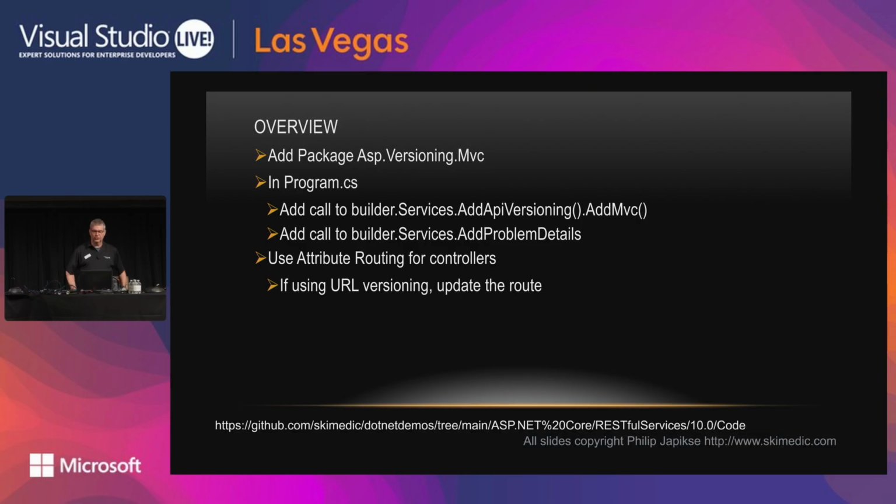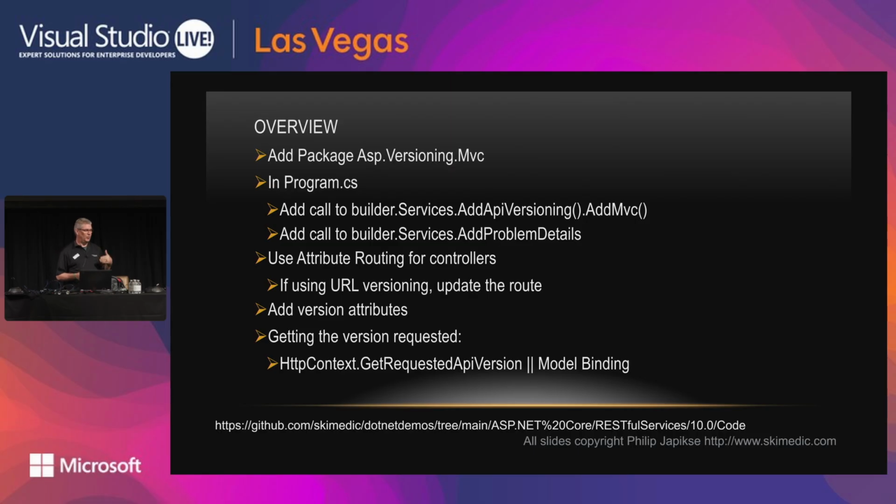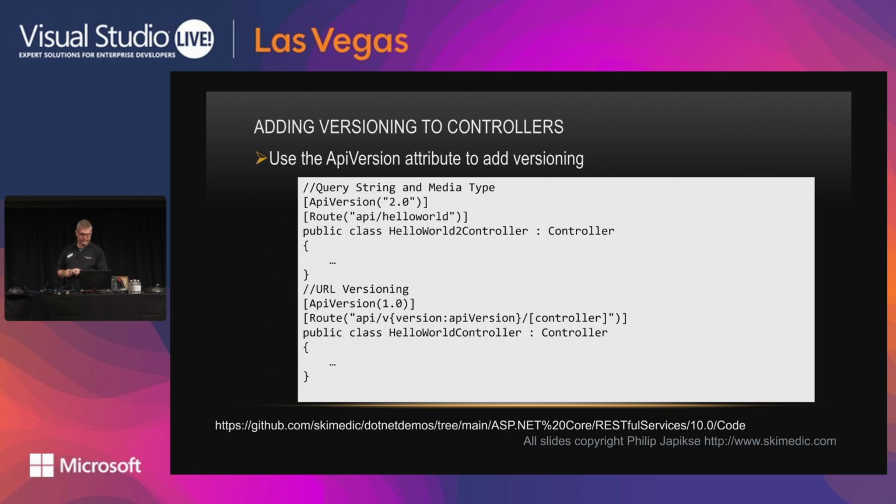And the versioning will leverage the problem details if somebody asks for a version that doesn't exist. That's why we want to add in the problem details into our DI container. If you're using attribute routing for controllers, as you should be, and you're using URL versioning, you're going to update the route, and I will show you how to do that. Then you add the version attributes to your controllers, right? And then if you want to get the version that was requested in the call, there's a number of mechanisms to do this. So let's look at some code.